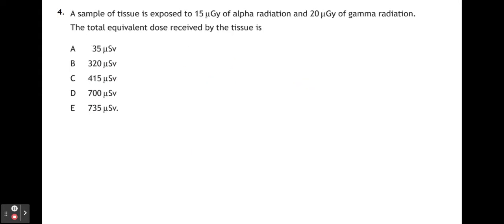Question number 4. A sample of tissue is exposed to 15 micrograys of alpha radiation and 20 micrograys of gamma radiation. The total equivalent dose received by the tissue is... Pause the video and see if you can work this out. You will need the datasheet for National 5 Physics.